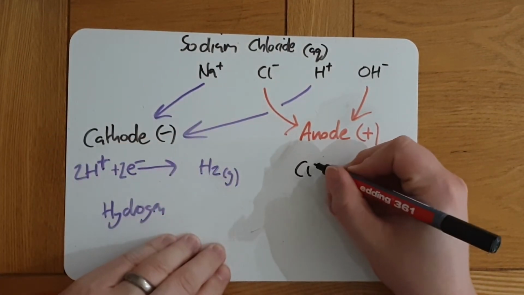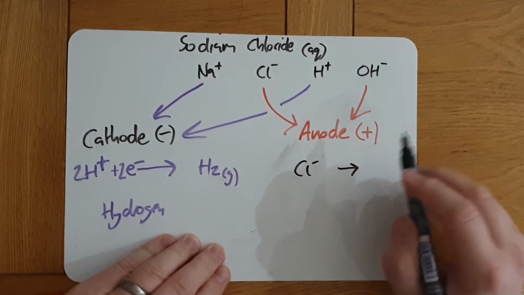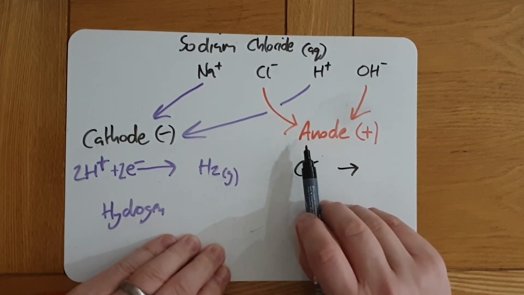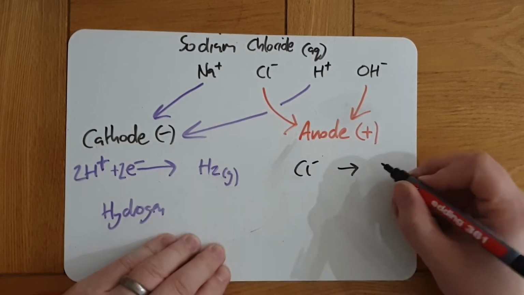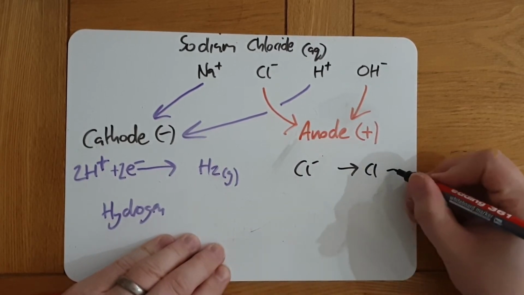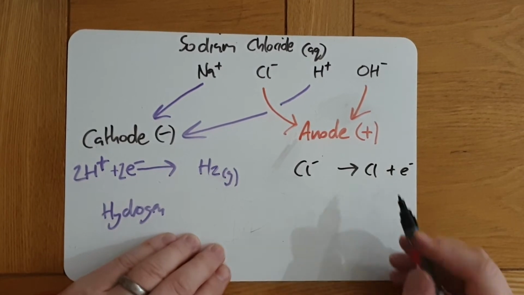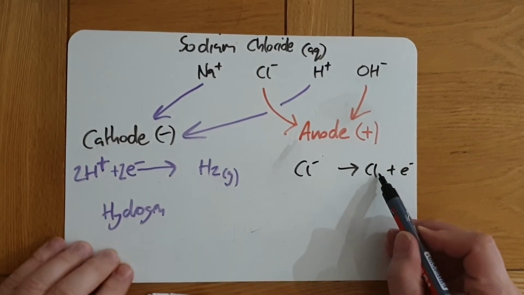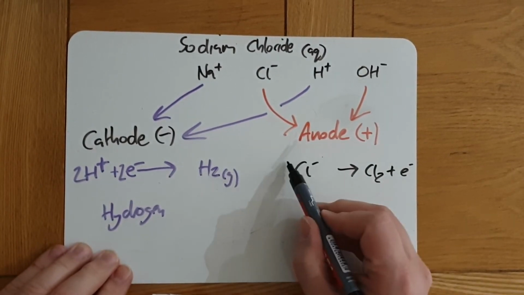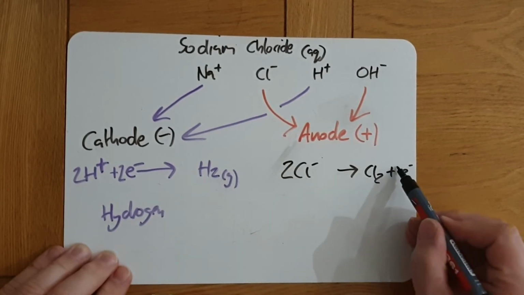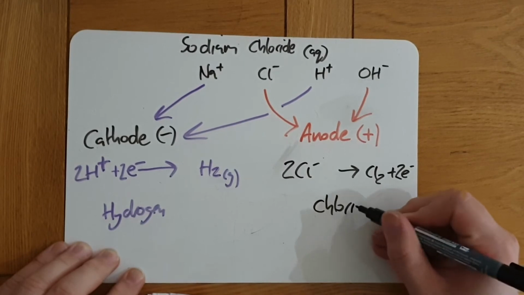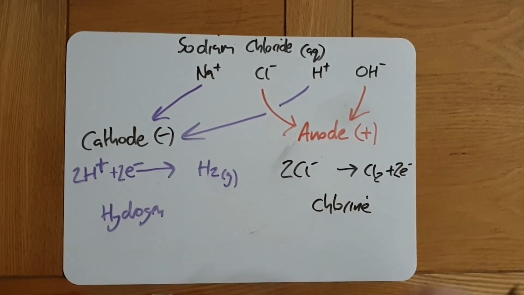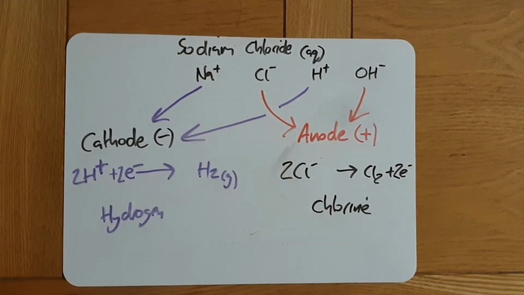Yeah, Cl minus. Remember, anode is oxidation. Oil rig, oxidation is loss of electrons. So it's going to lose electrons. It's just going to go to chlorine because it's lost that electron. And then it's covalent bonding, so it's Cl2, which means we need 2 of those. And then that had 2 minuses, so we need 2 of those. So we're going to make chlorine. Right. Okay. Next one.